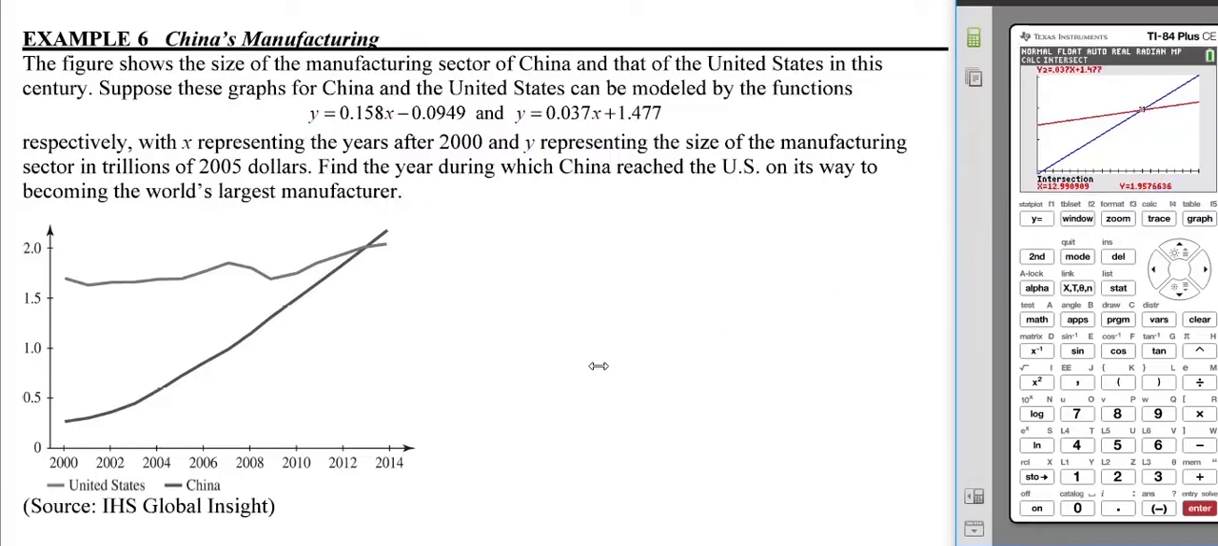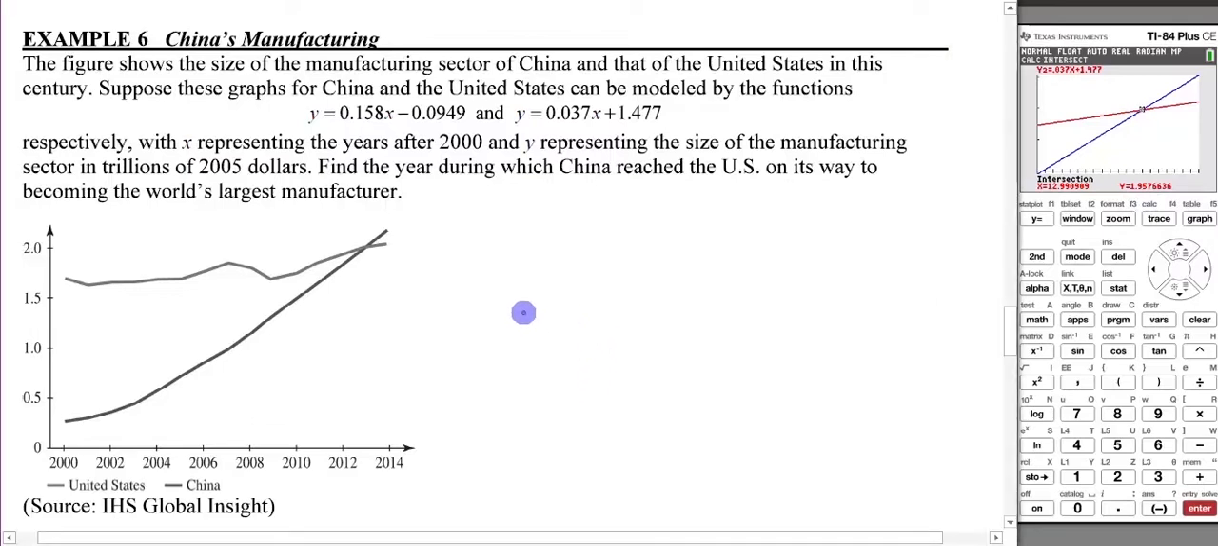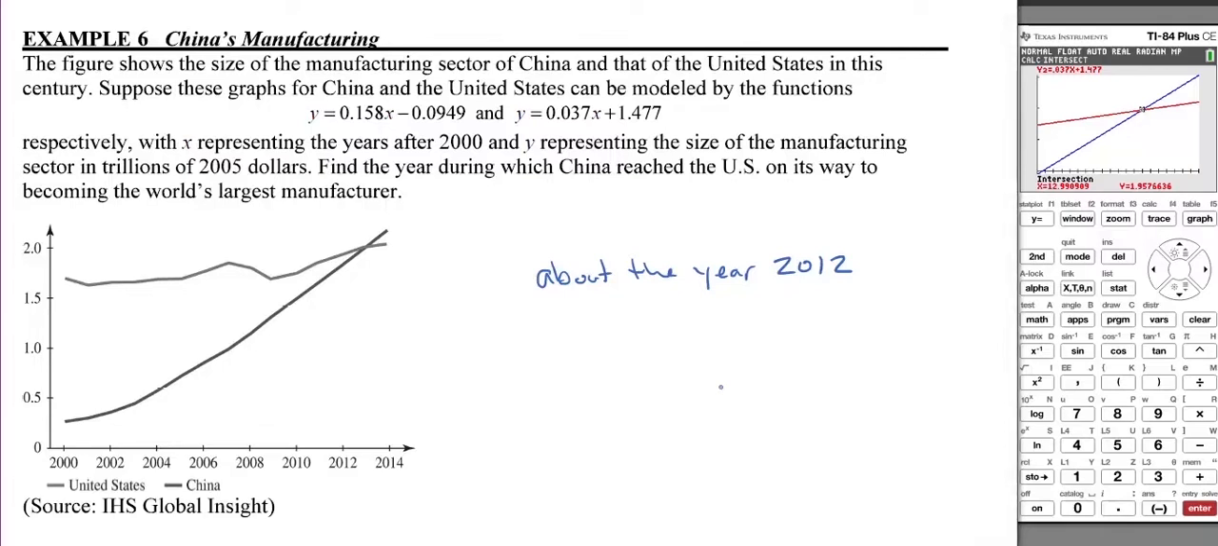we get 1.9576636. So find the year during which China reached the U.S. on its way to becoming the world's largest manufacturer. That would be about the year 2012. So around the year 2012, we are equal in our manufacturing measured in 2005 year dollars and trillions.